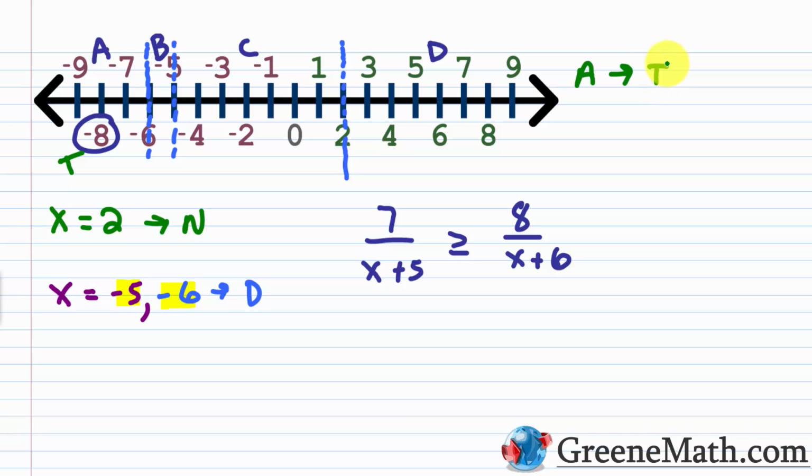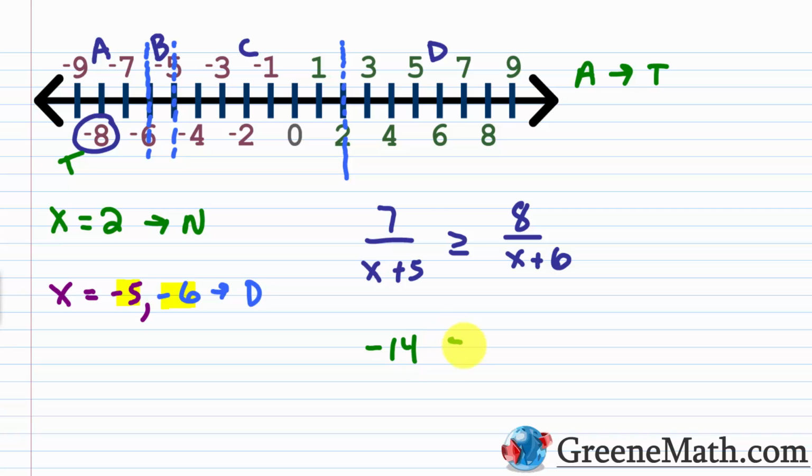So for interval B, I'm between negative 6 and negative 5. So let's use negative 5.5. We'll just do that in decimal form. So 7 over negative 5.5 plus 5. We know that would be negative 0.5, right? So what am I really asking there? 7 divided by negative 0.5 is the same as 7 divided by negative 1/2. We know that would basically be 7 times negative 2. So this is negative 14.